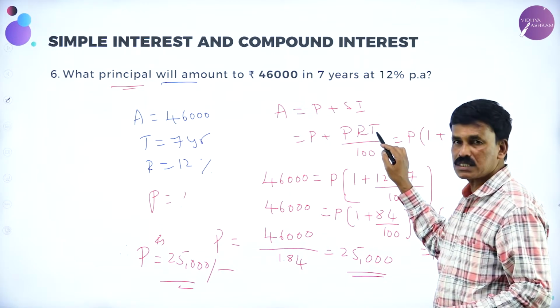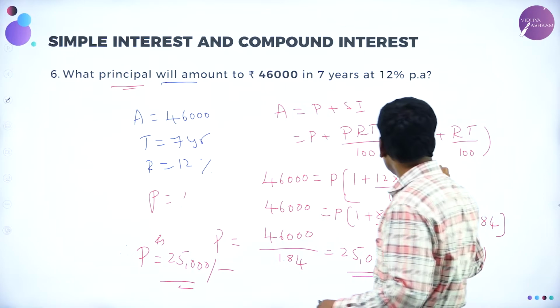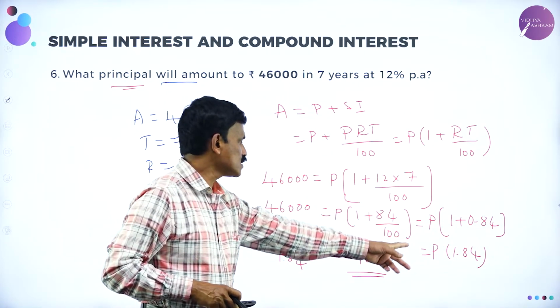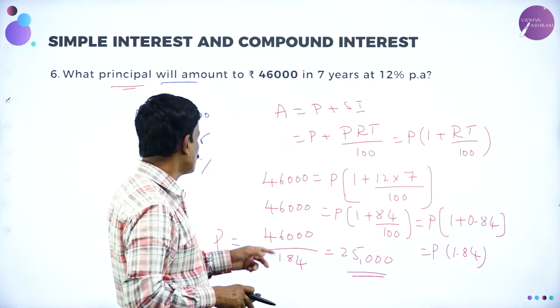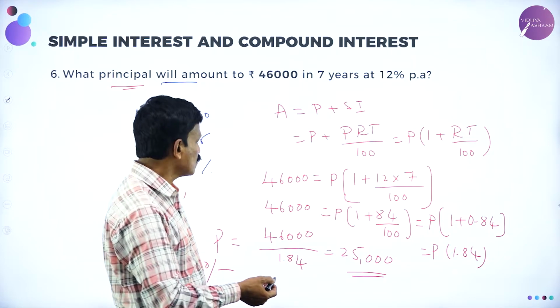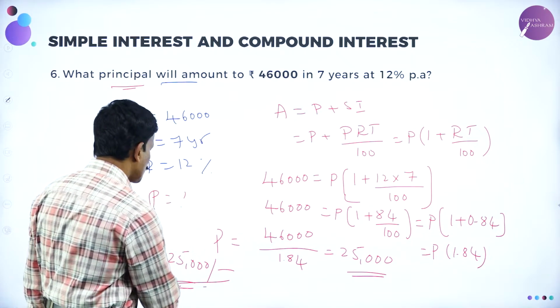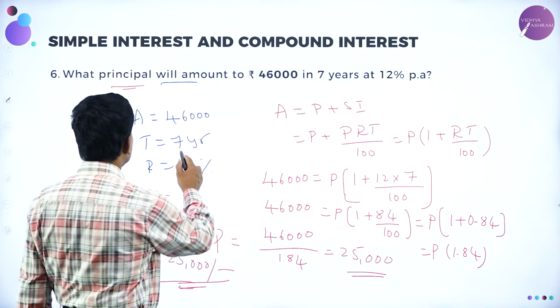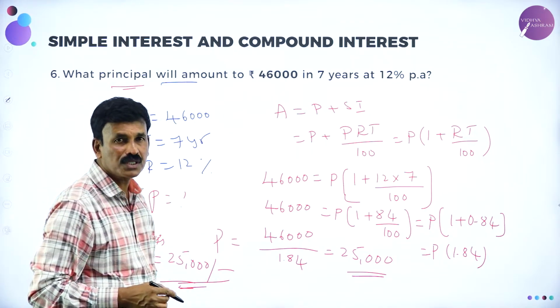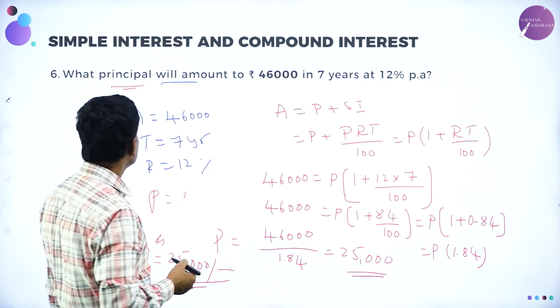Principal plus simple interest is PRT over 100. You can take P out: P times (1 plus RT divided by 100). Substituting, P into 1.84 is equal to 46,000. 46,000 divided by 1.84 gives the principal, which is 25,000. So for 25,000 at the rate of 12% for 7 years, the amount will become 46,000 rupees. That's it. Now let us come to the next problem.